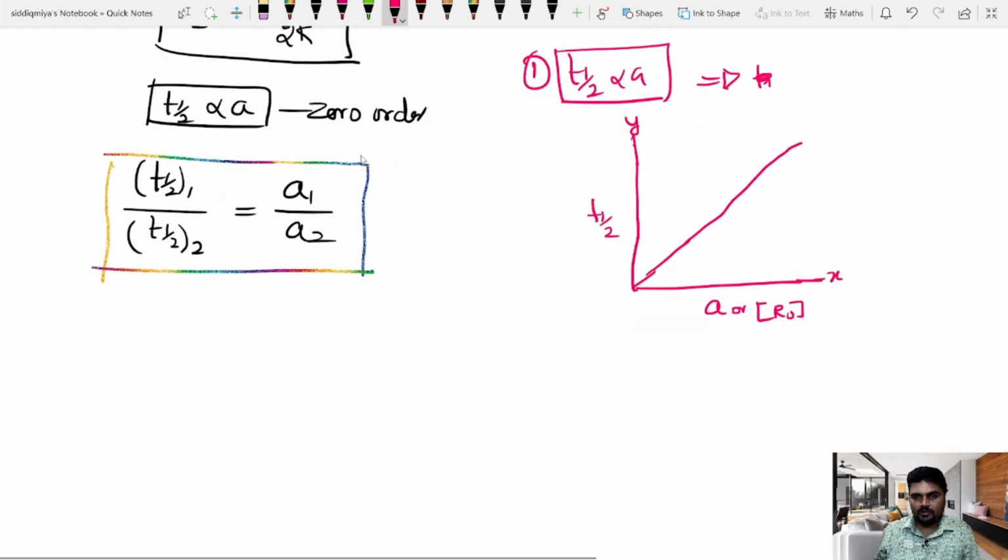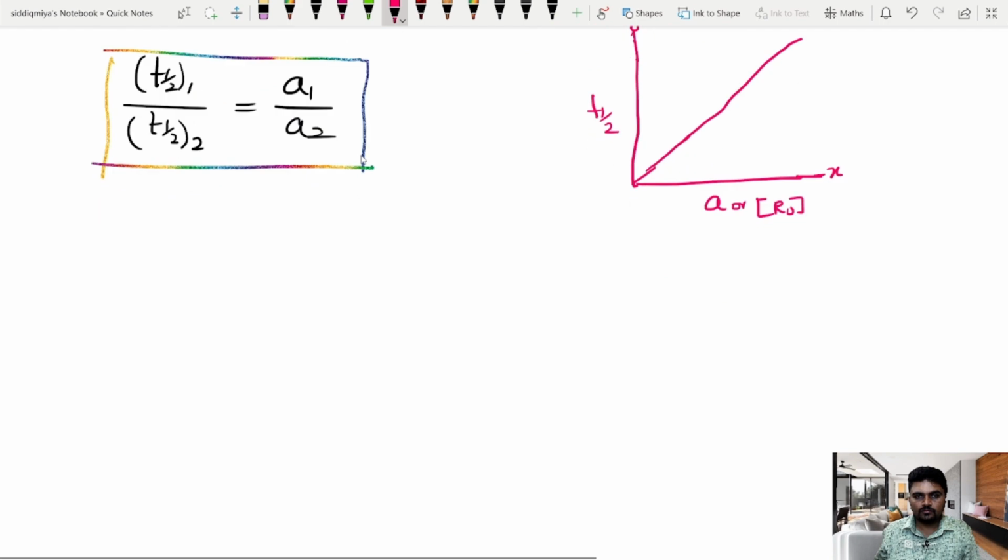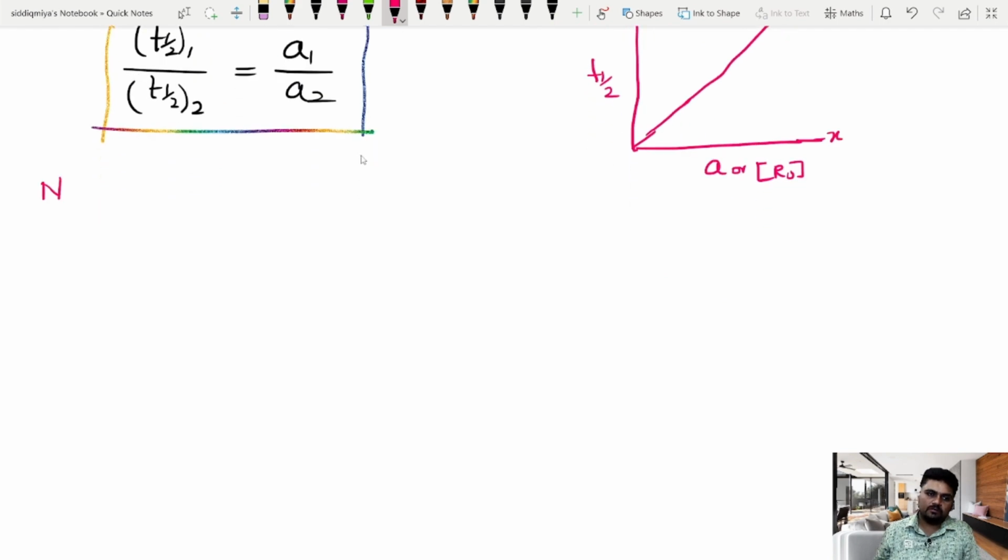Now see, in this one I will tell you a common observation so you can solve questions without the formula. Suppose I am taking any reactant, so reactants are converting into products. The reactant concentration I am taking is 100 molar.